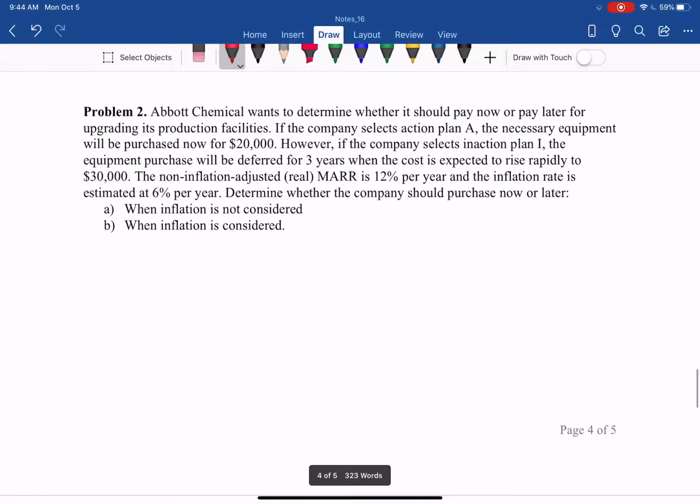Abbott Chemical wants to determine whether it should pay now or pay later for upgrading its production facility. If the company selects action plan A, the necessary equipment will be purchased now. That is the keyword, right? Now, for 20,000. However, if the company selects inaction, the equipment purchase will be deferred 3 years, when the cost is expected to rise to 30,000.